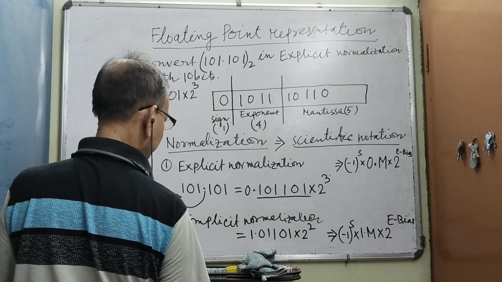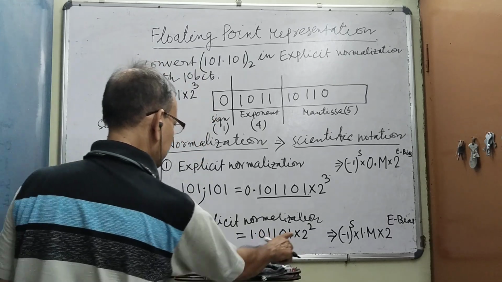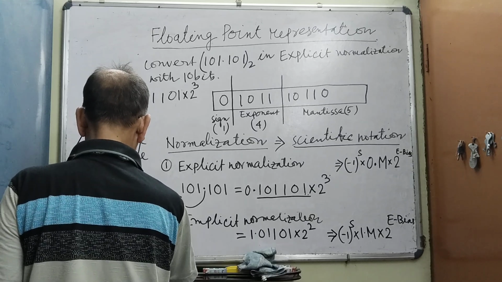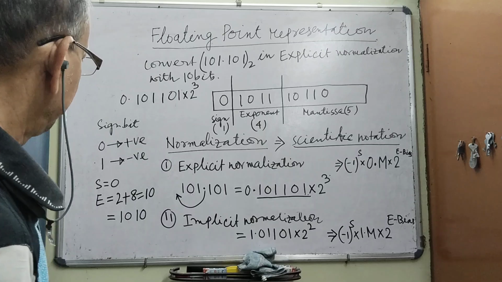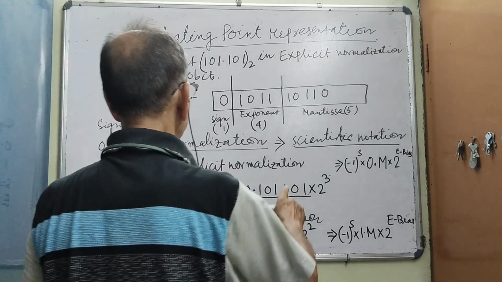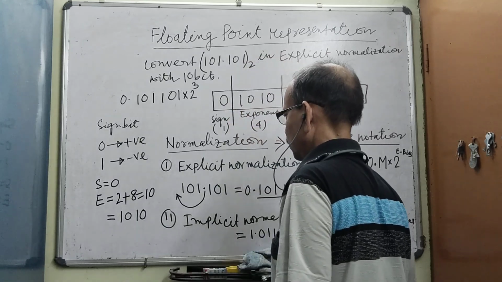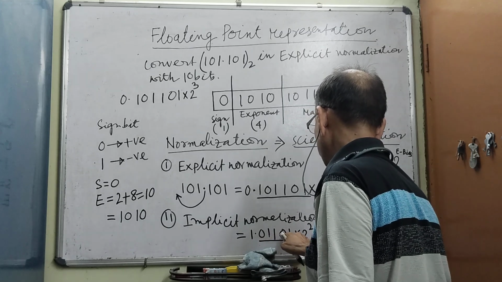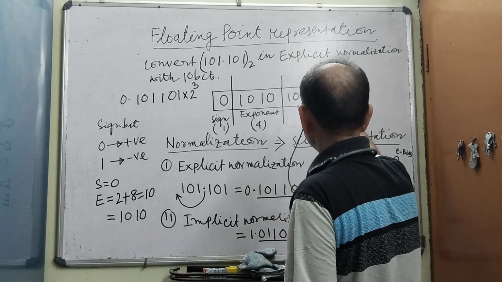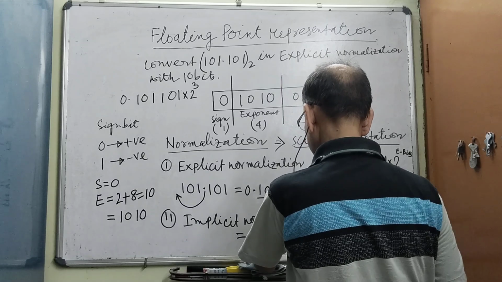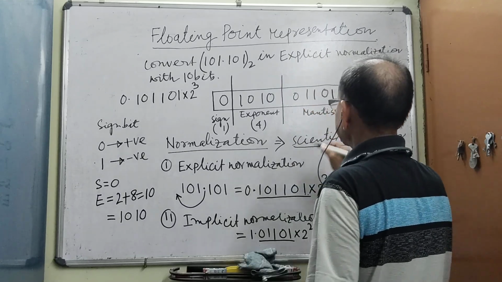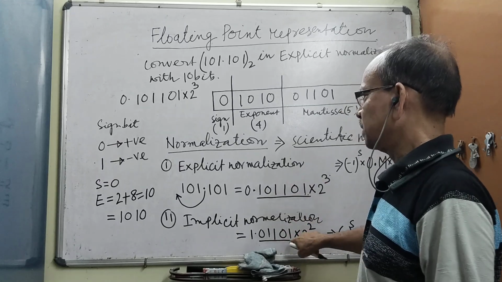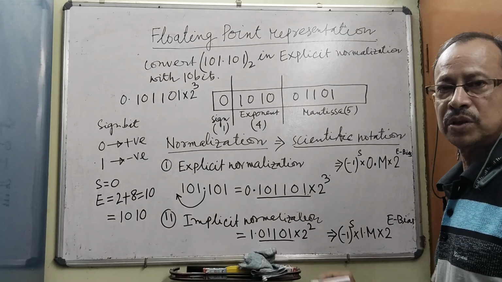So how can you write? The sign is 0 and E is 2 plus 8, that is 10. 10 means 1, 0, 1, 0. Now you put here 1, 0, 1, 0, and then the mantissa part. Here the mantissa part is this. How many bits? 1, 2, 3, 4, 5. So you write here 0, 1, 1, 0, 1. So you check that. In case of implicit, you complete. There is no loss. In case of explicit, there is a 1 bit loss. Okay.